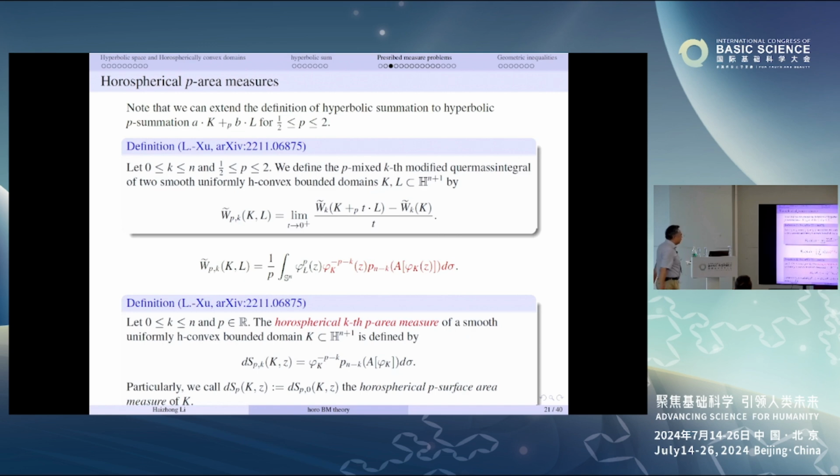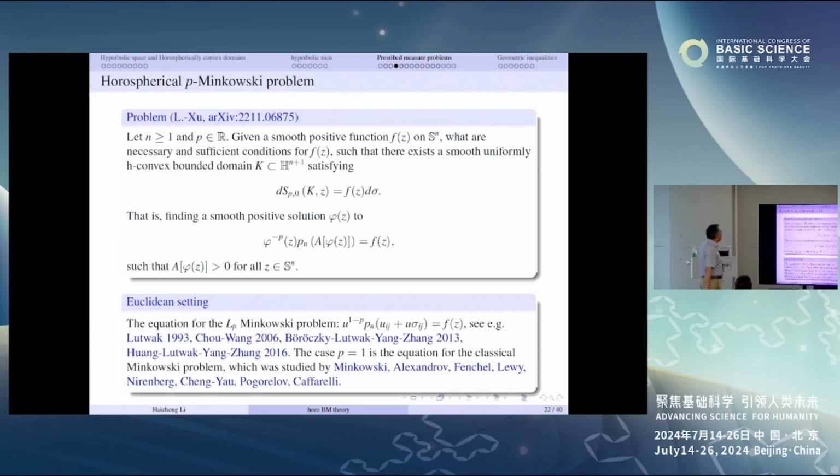So we introduce the measure on the domain. We can propose the p-Minkowski problem, because we distinguish it from the Euclidean case; we write the Horsfield p-Minkowski problem. Then the equation is related to a Monge-Ampère type equation. So in the smooth case, given a smooth function f on the unit field, phi minus p z pn a phi z equals fz.